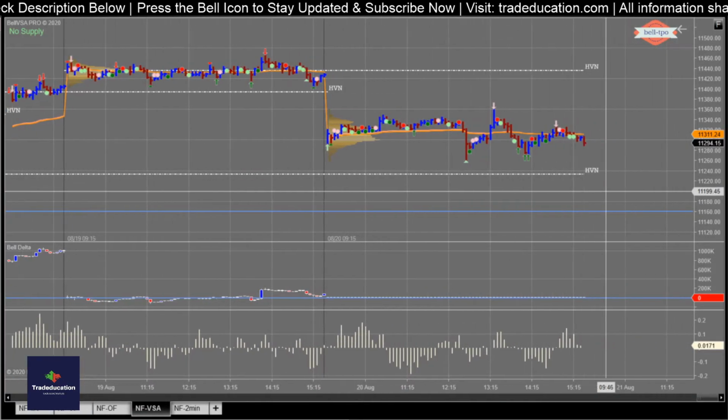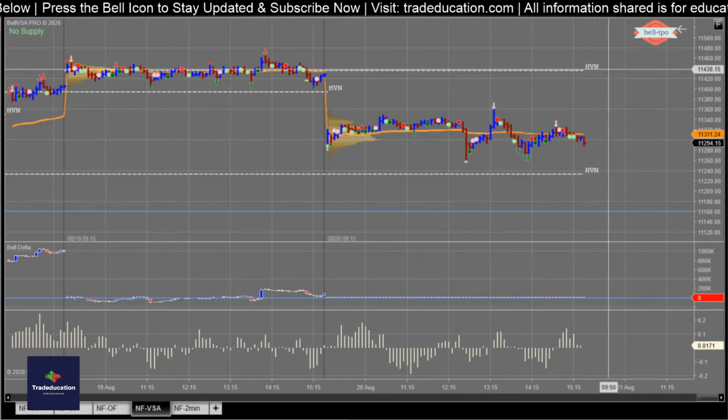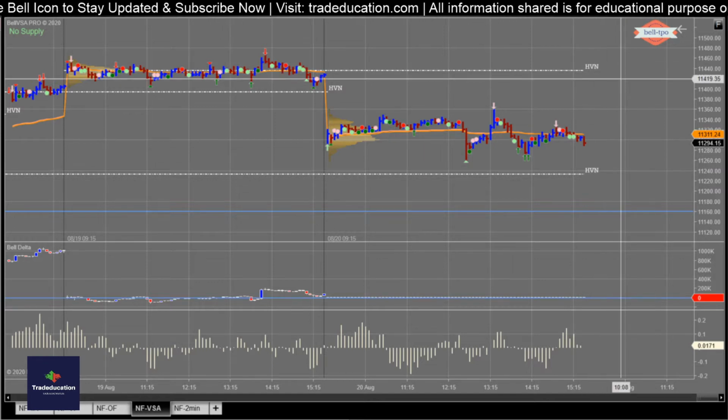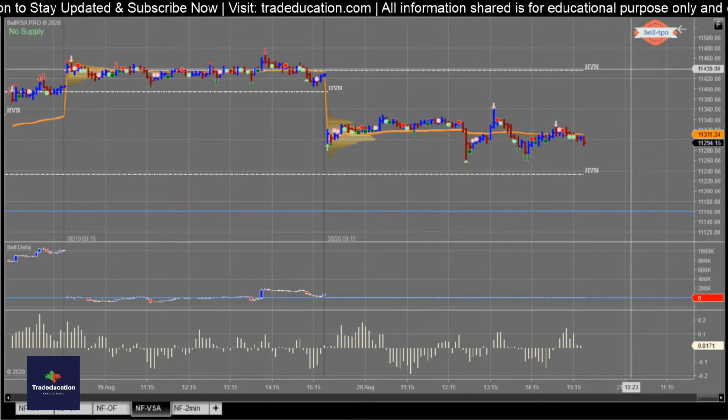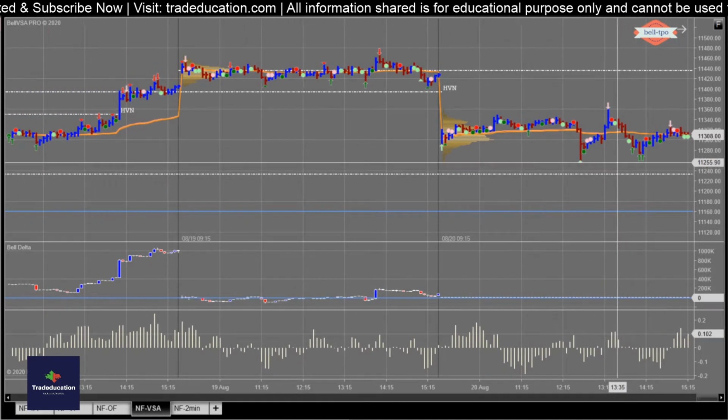And let me check from the VSA chart. Nothing much from the VSA chart. If you see, none of the HVNs have been tagged. So there are two HVNs on either side. So odds are high that we'll be tagging the lower edge of the auction, because of this low.